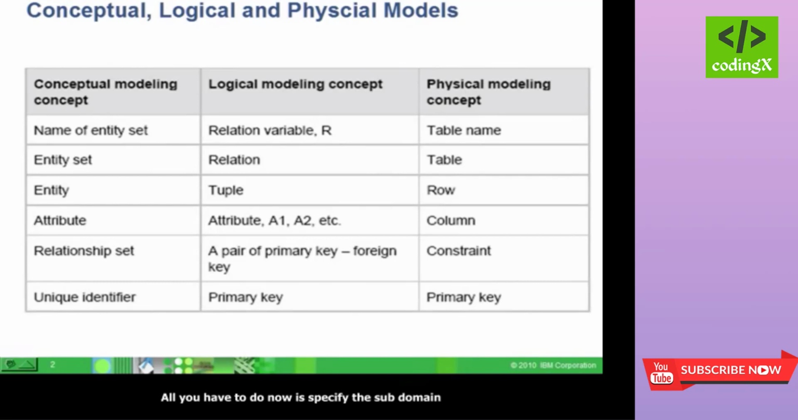All you have to do now is specify the subdomain or the data type for every attribute domain you encounter within every table and the corresponding constraint.